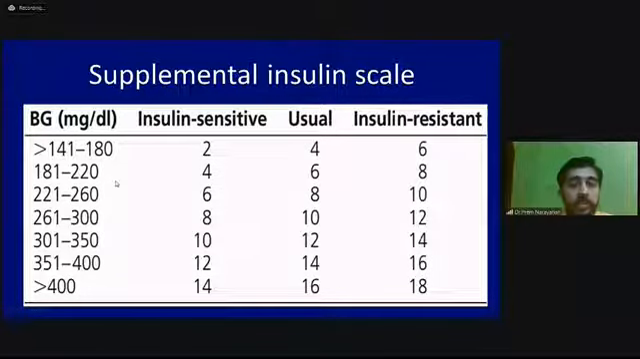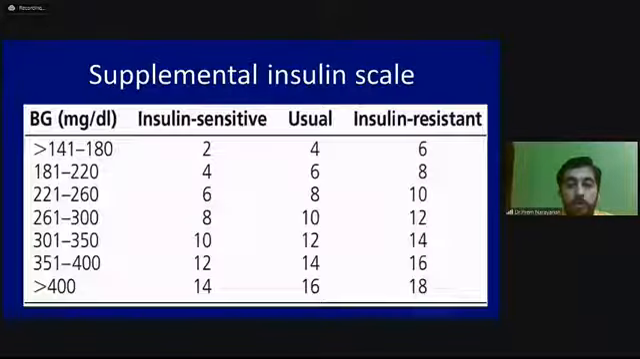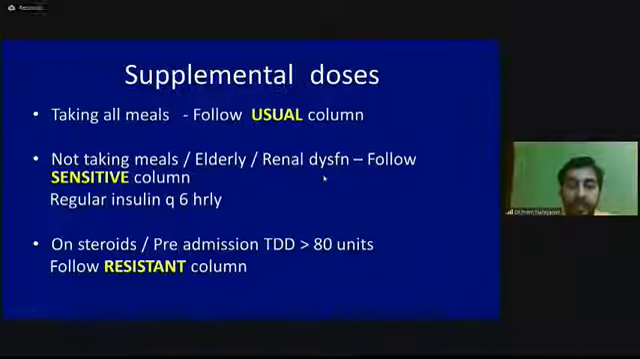So like this, you can see 3 categories are there, and depending on the pre-meal blood glucose values that you are getting, you will have to add this to the prandial dosages. If the patient is taking all meals, you will have to follow the usual column. This one will be the supplemental scale.